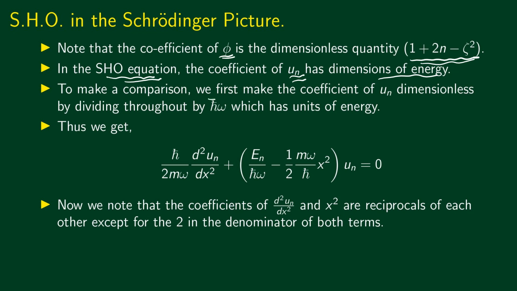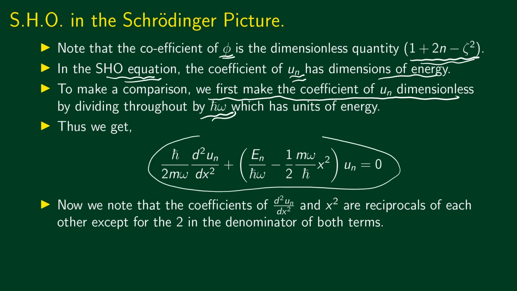So, to make a comparison, we first make the coefficient of un dimensionless by dividing throughout by h bar omega, which has units of energy. Right? And that gives us this equation, which we already wrote down. Now we note that the coefficients of d square un by dx square and x square are reciprocals of each other, except for the 2 in the denominator of both terms.